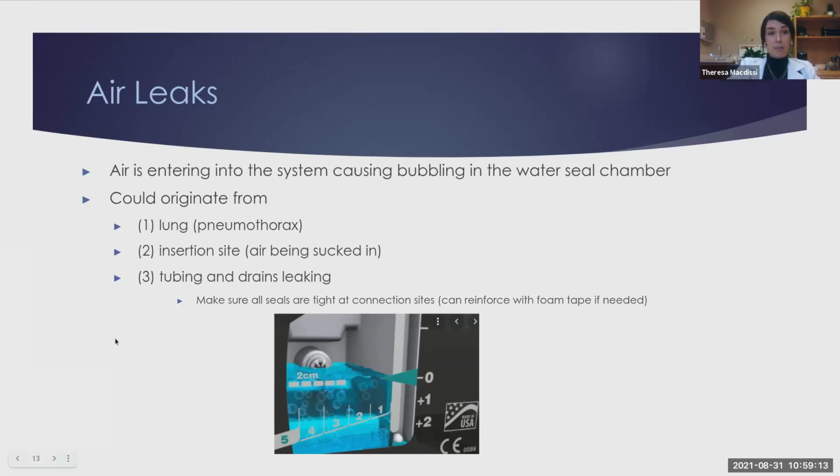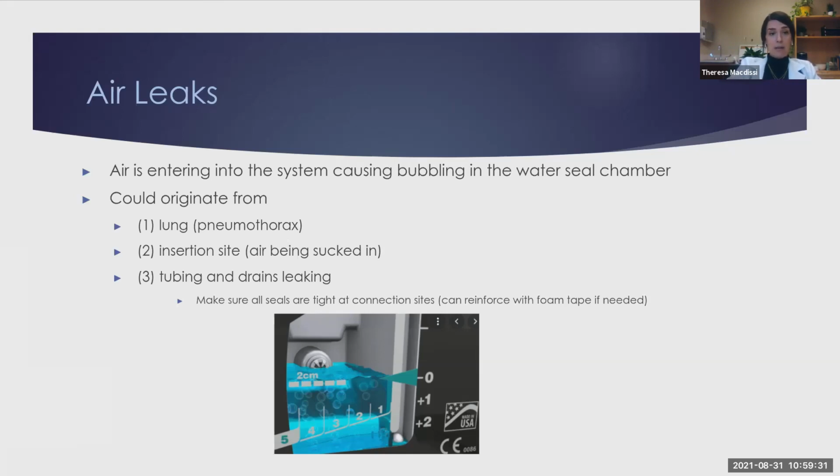Two, could be a problem at your actual insertion site, so on the patient's chest wall itself. Maybe you can even hear a sucking sound coming from their chest tube site. That means you need to do a better job of putting on an occlusive dressing so that there isn't a lot of outside air getting sucked into the intrapleural space.